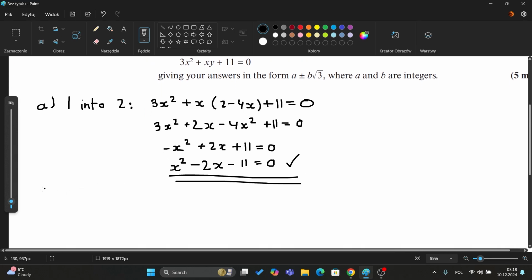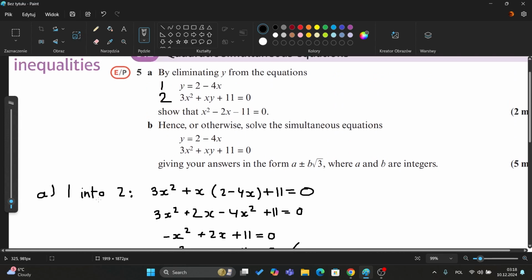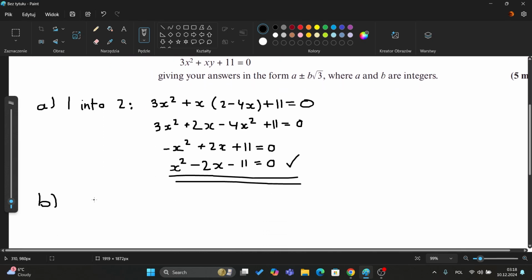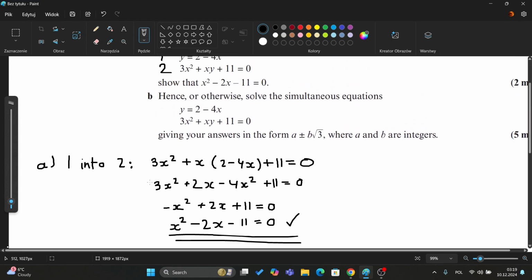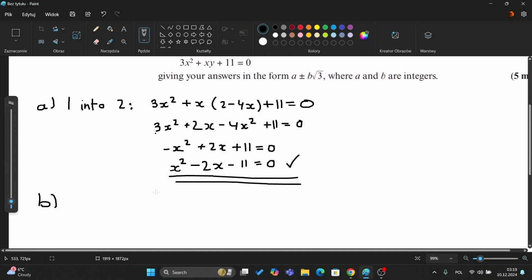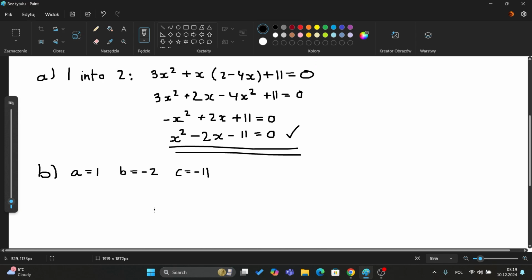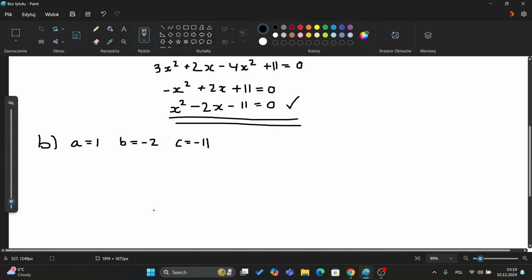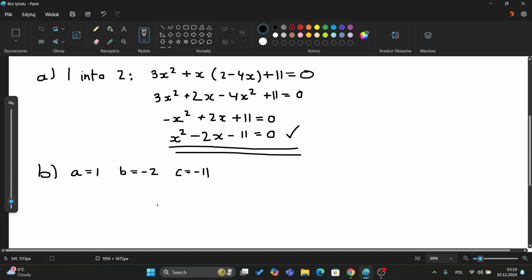Now, for the question B, hence or otherwise solve the simultaneous equations, giving your answers in the form a plus or minus b root 3, where a and b are integers. So here, we know that a and b are integers, and it is going to be in a surd form, and so we cannot factorize it. We have to use our quadratic formula. So a equals to 1, b equals to negative 2, and c equals to minus 11. Actually, I changed my mind, and we will actually use completing the square.